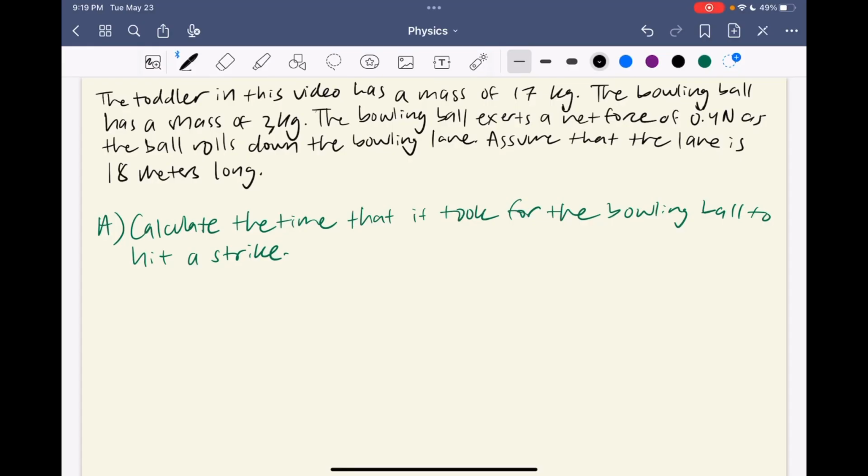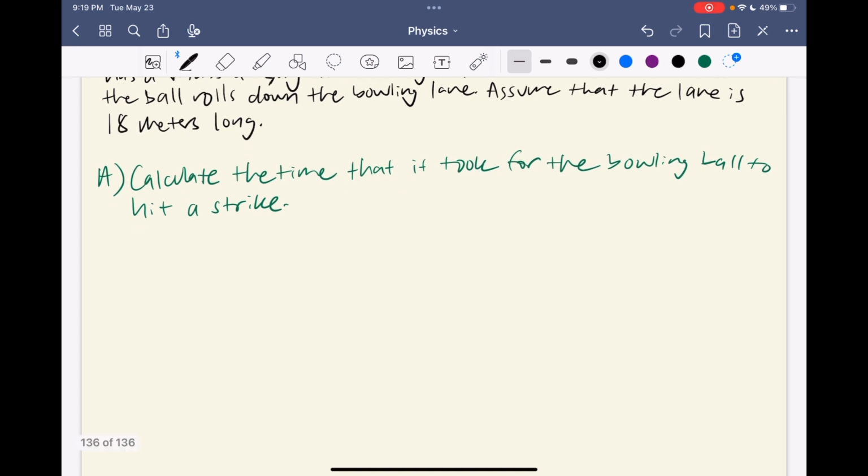So the toddler in this video has a mass of 17 kilograms. The bowling ball has a mass of 3 kilograms. The bowling ball exerts a net force of 0.4 newtons as the ball rolls down the bowling lane. Assume that the lane is 18 meters long. Part A asks to calculate the time that it took for the bowling ball to hit a strike.